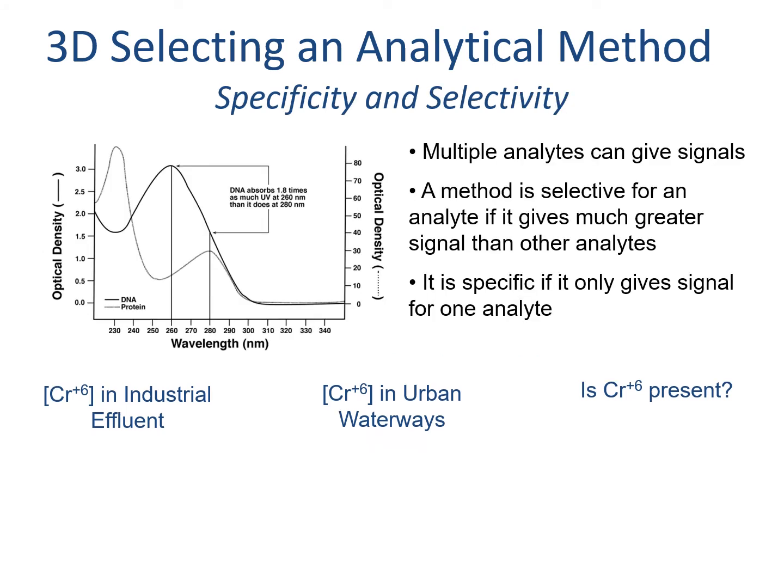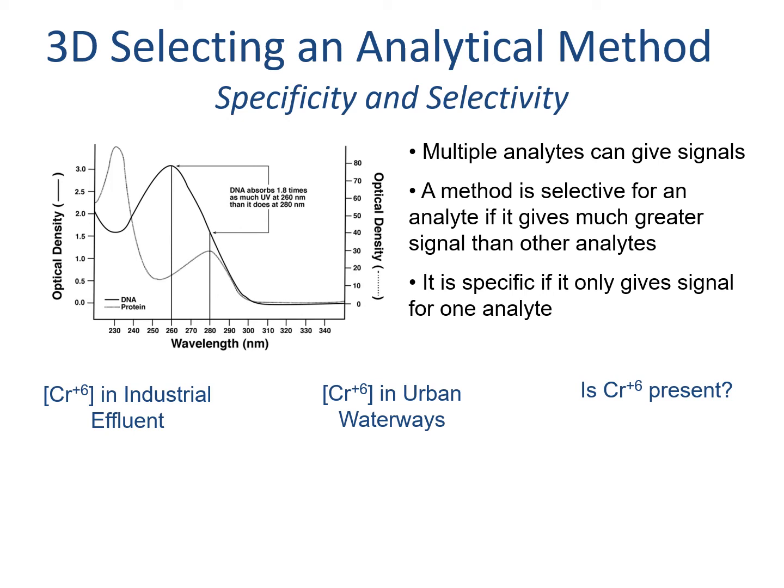Speaking of interferences, ideally we don't have any, and we'd say that our method is specific because it has no interferences. If a method is not specific, we hope that we can at least be selective. That is, that we'd get more signal from one analyte than another. A common application of this is with DNA and protein measurements. Absorbance at 260 nanometers is selective for DNA and RNA over protein. You can see it on the graph on the left.